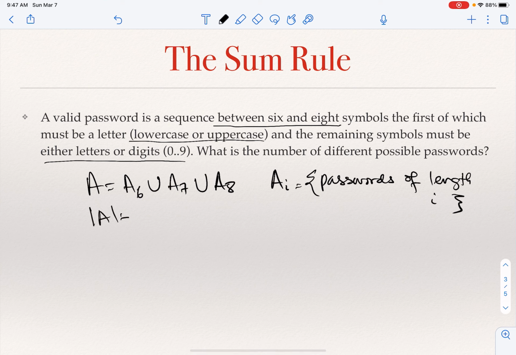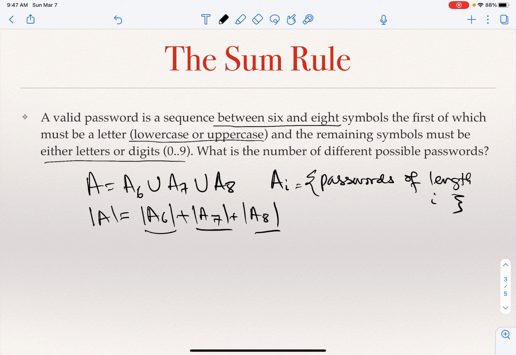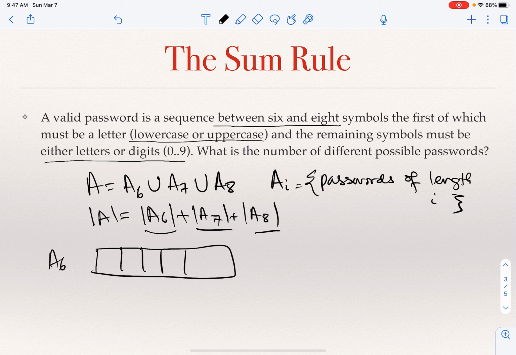And the sum rule tells me that the cardinality of A is the cardinality of A6 plus the cardinality of A7 plus the cardinality of A8. So now what's left for me is to count each one of these three terms. Let me look at A6, for example. A6 is passwords of length 6. So before the cardinality, let's reason about this set A6. It's passwords of length 6.